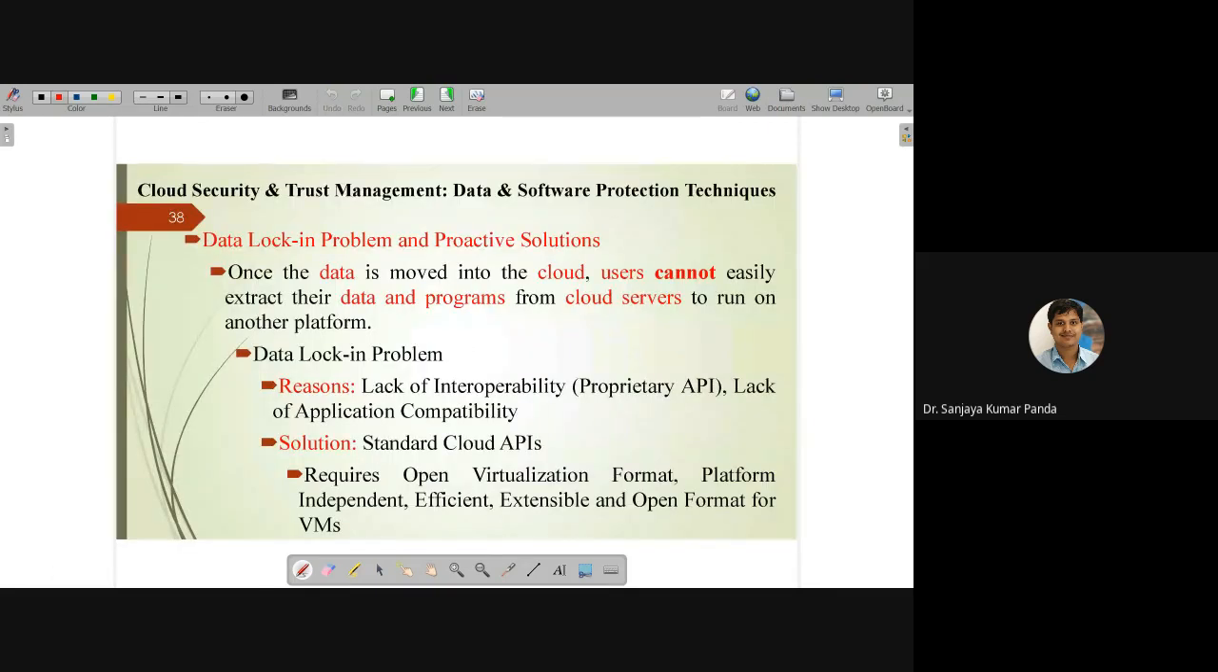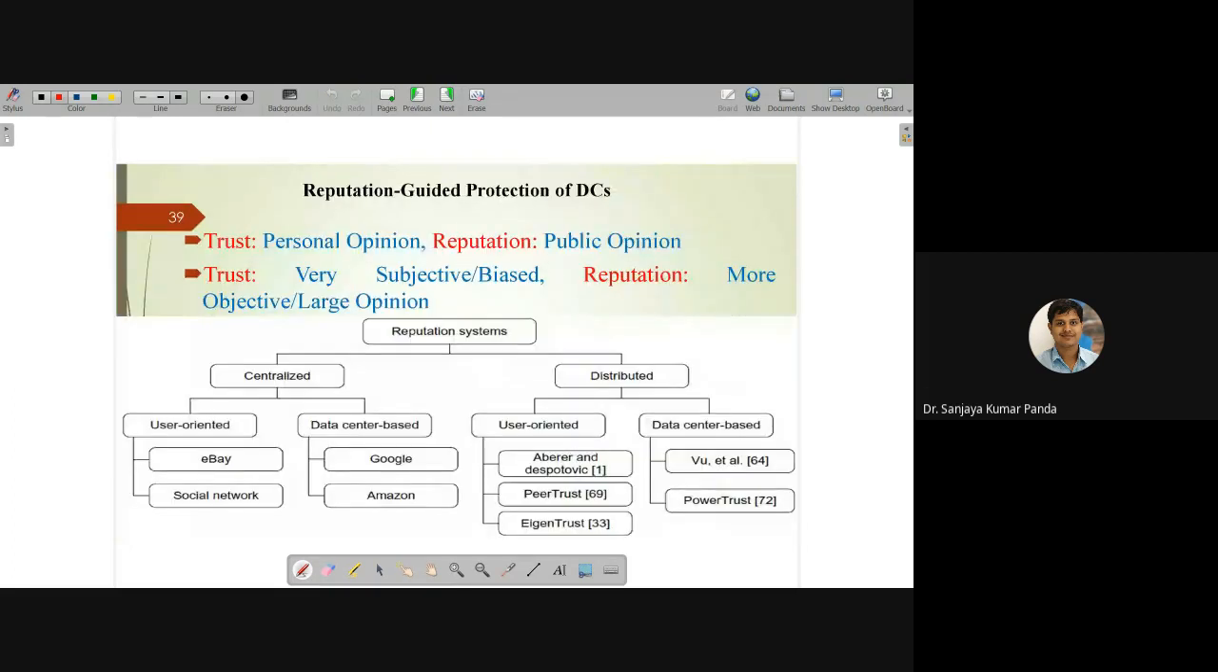Yeah, the data lock-in problem, I already told you. I'm skipping this slide. There is another part in security that is called reputation.